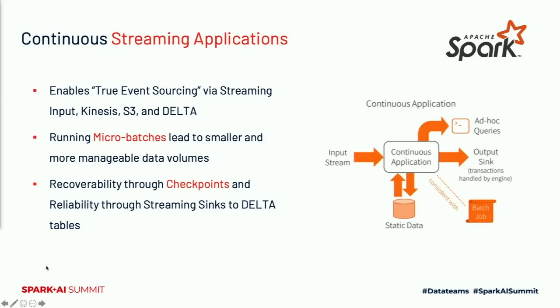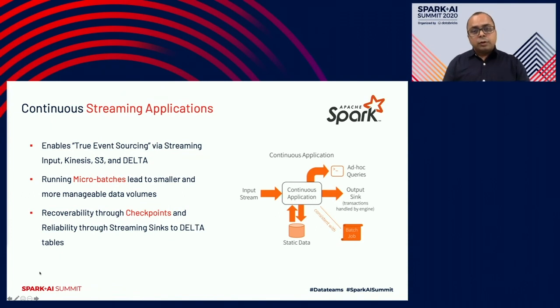So now essentially, there are quite a few advantages of a continuously running real-time streaming application. It is not only enabling us to have true event sourcing as and when it happens from systems like Kinesis, S3, and Delta tables, but running micro batches is also helping us interact with smaller and more manageable data volumes. And of course, recoverability through checkpoints is a bonus, which comes by default with Spark streaming, along with the added reliability because of using Delta Lake.